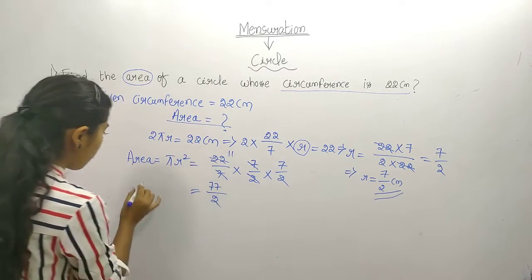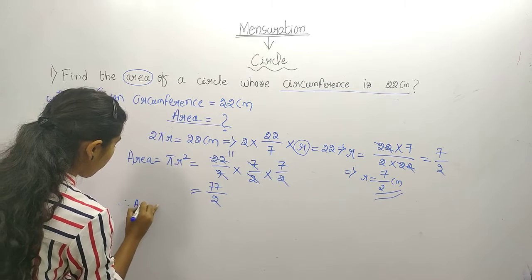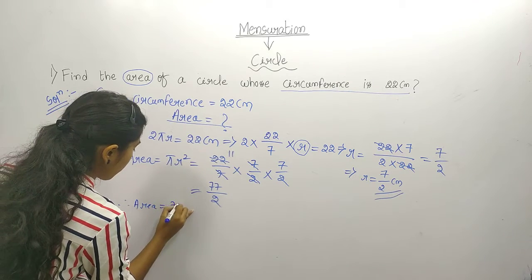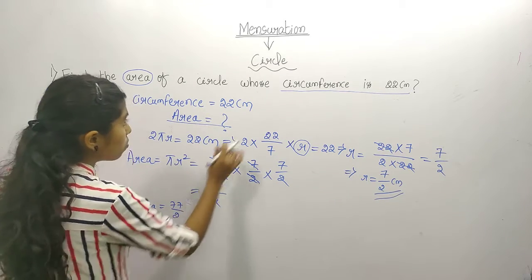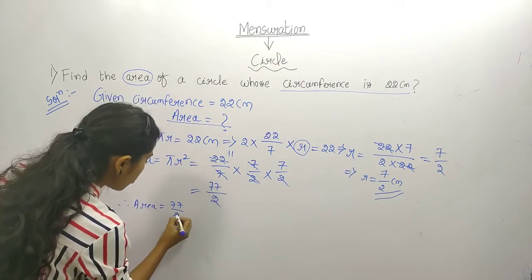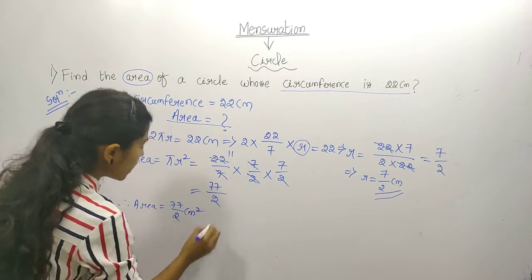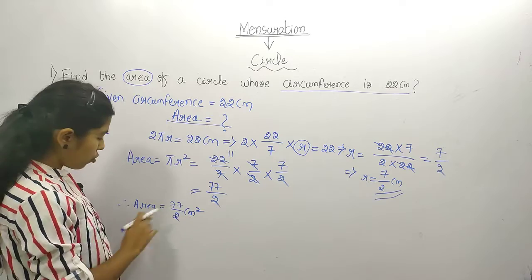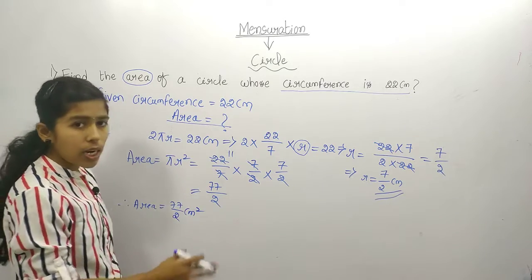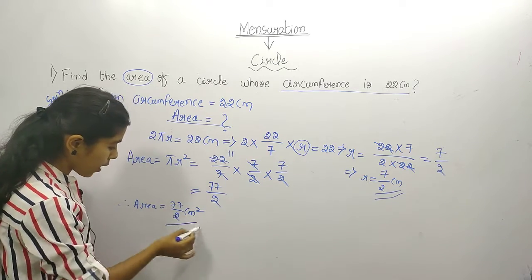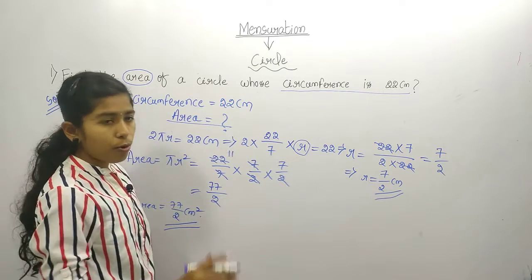So therefore area equals 77 divided by 2. It is in cm form, but area should be in square form. So area equals 77 divided by 2 cm square. Like this you have to find.